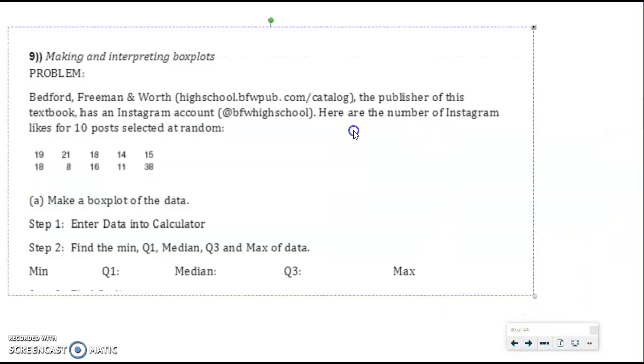So let's look at this set of data. We have data that represents Bedford Freeman Worth's Instagram account. They have 10 random posts that they looked at and what their likes were. So we have these 10 pieces of data, and I want to make a box plot for this data. First, I'm going to enter the data into my calculator.